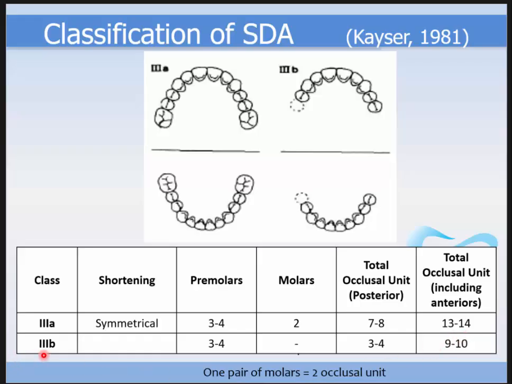For class 3B, you have further loss of the molars, while keeping the premolars. Say if we have 4 premolars and no molars, then the total occlusal unit is 4. Including the anteriors, you have 10. That is actually the goal that the WHO proposed, at least 10 functional occluding pairs. These are examples of shortened dental arch.